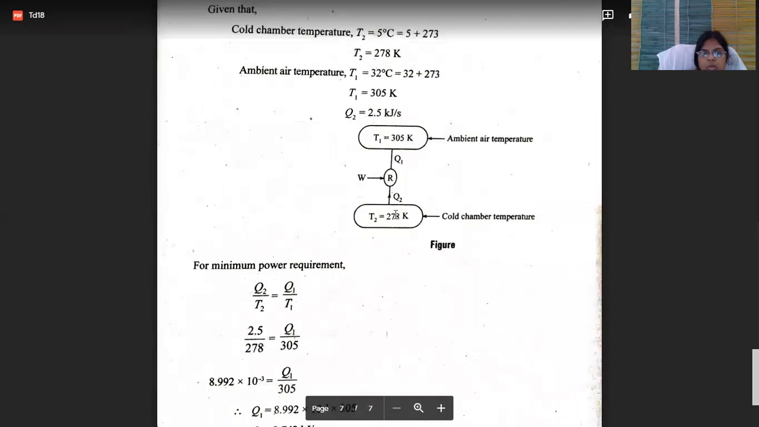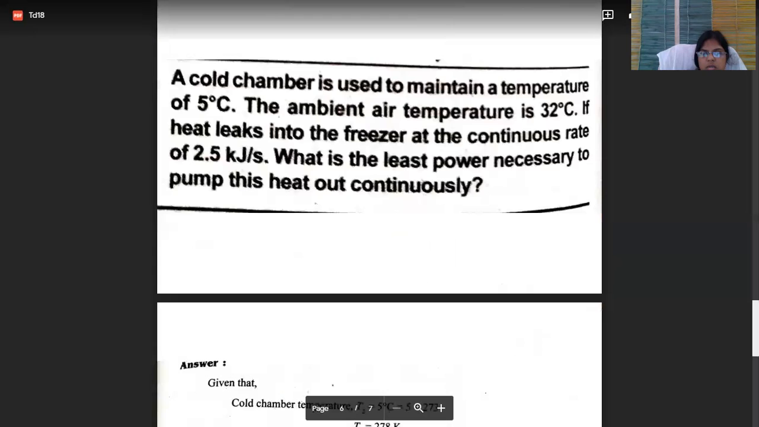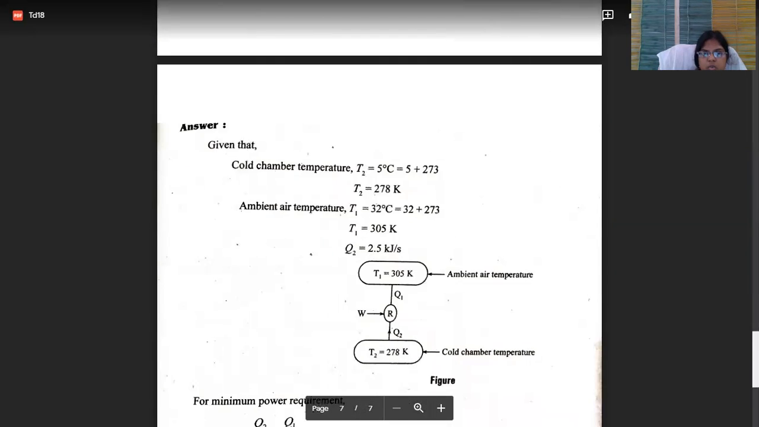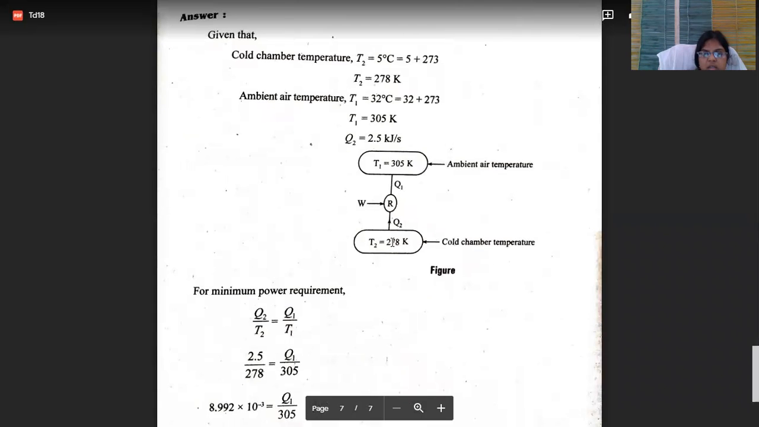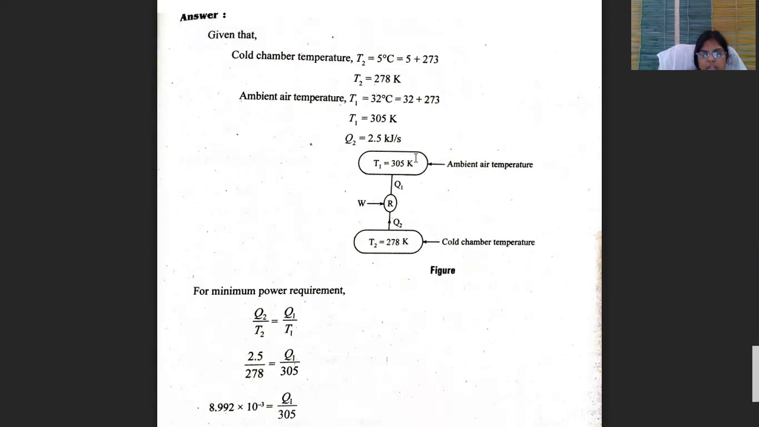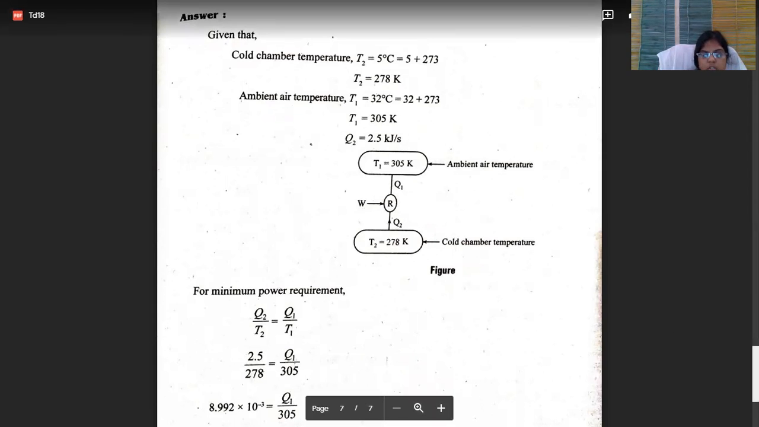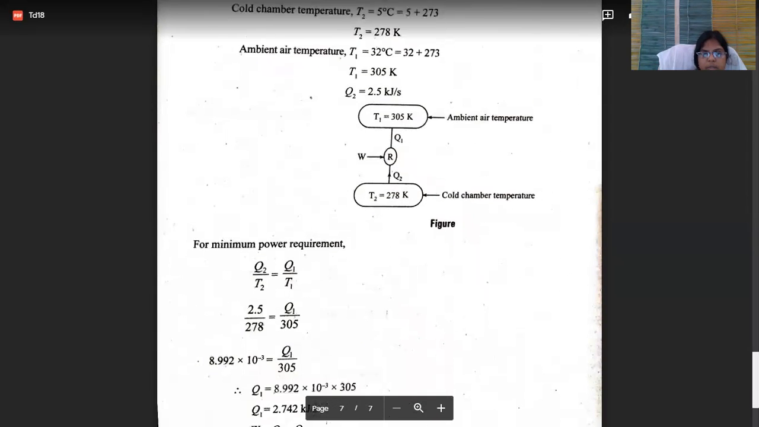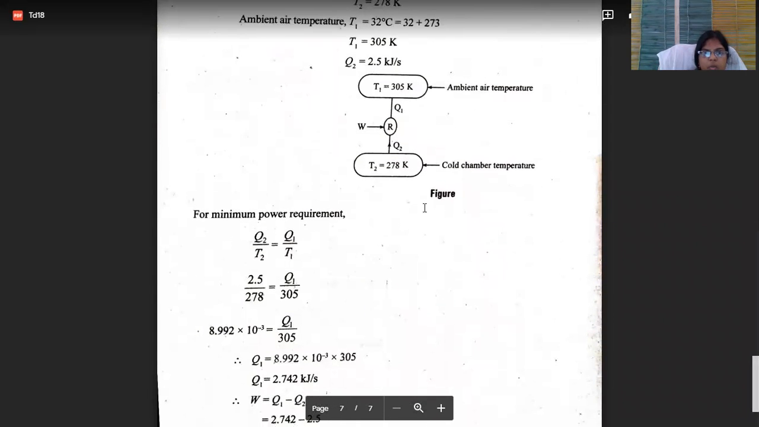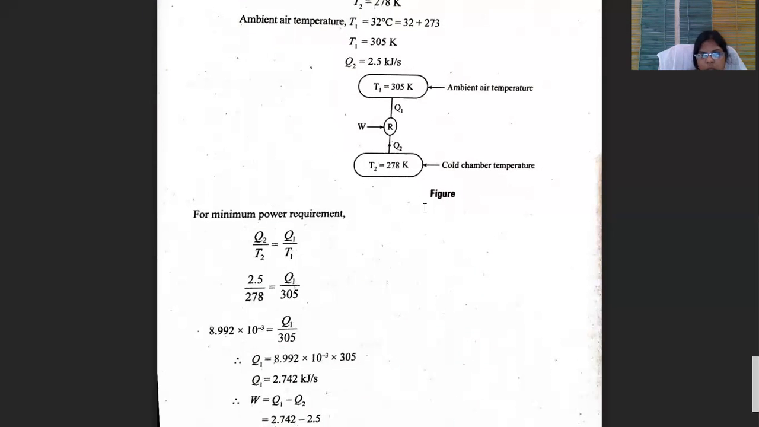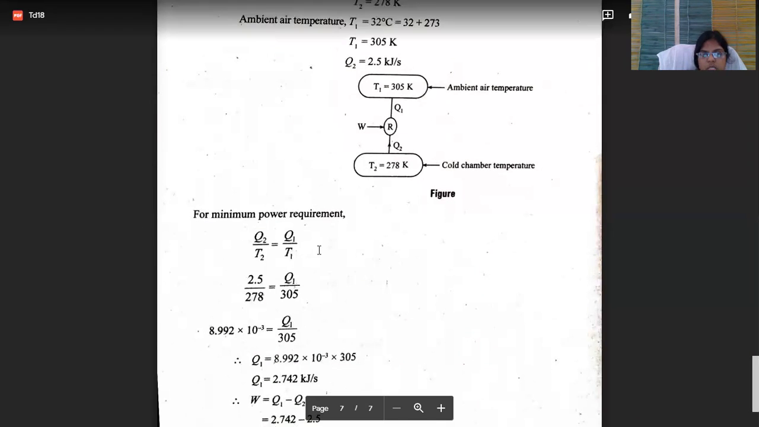So 32 degrees centigrade plus 273 gives the higher temperature, and 5 degrees centigrade plus 273 gives 278. The lower temperature is maintained here and the higher temperature here. For a refrigerator or heat pump, heat flows from lower temperature to higher temperature, and definitely we will supply work to the system. For the minimum power requirement, there is a formula.